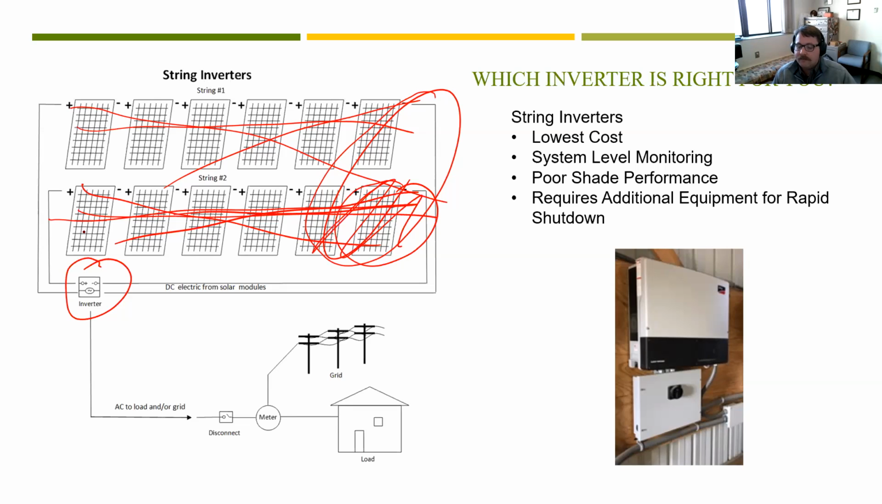If they want to be roof mounted, it requires additional equipment. So typically on roof mounts, we do not see string inverters. But if you have a ground mount, string inverters are an excellent option because they are the lowest cost. And so that's a good thing.